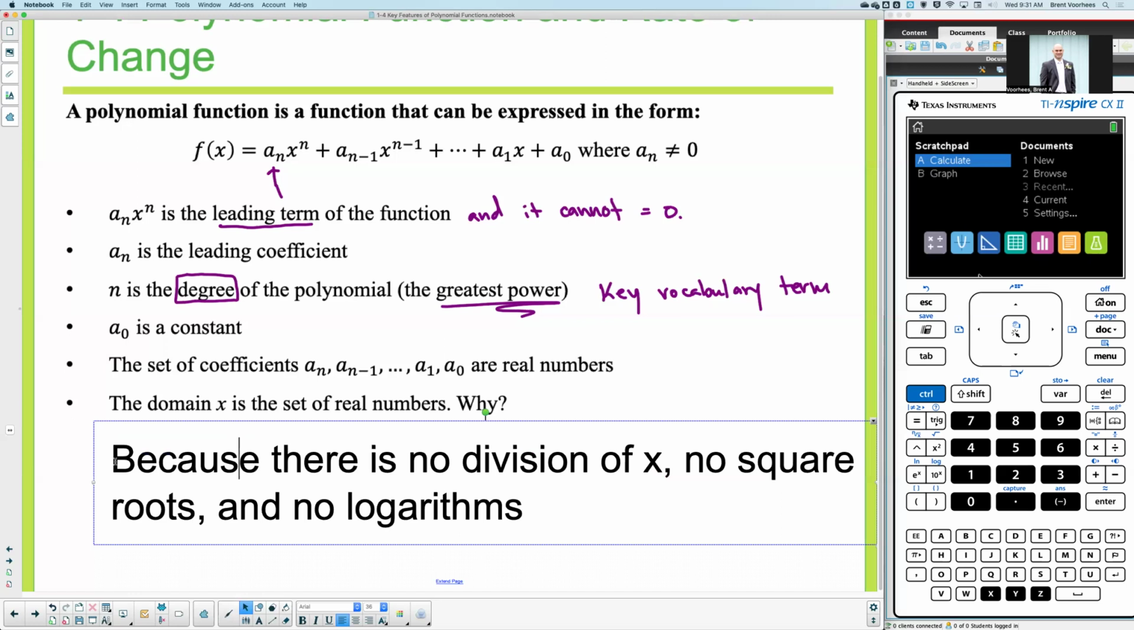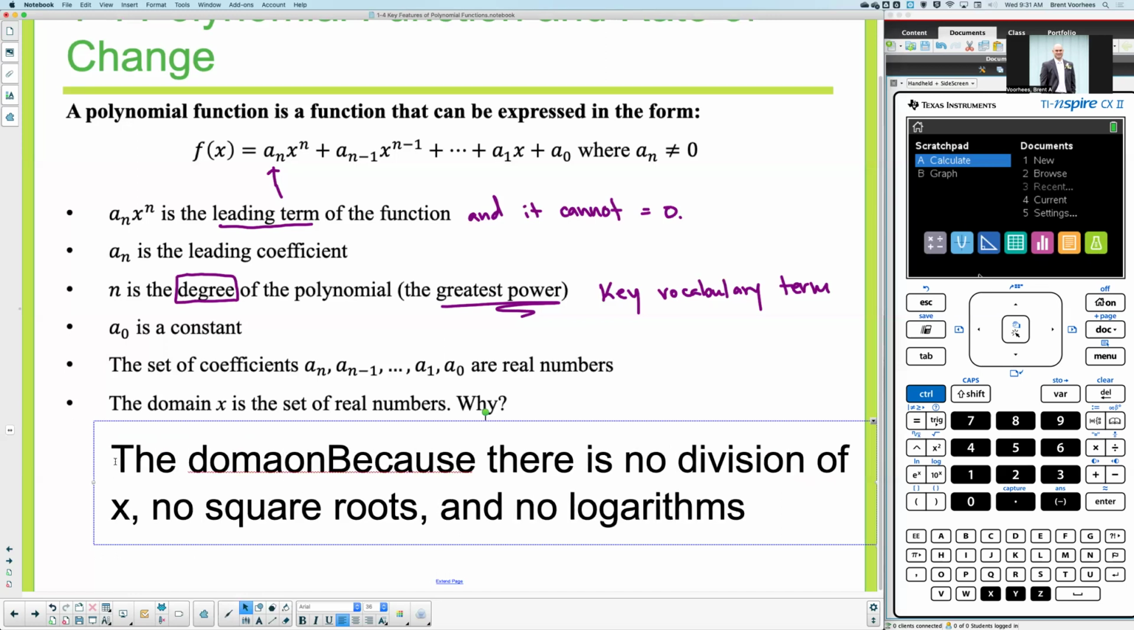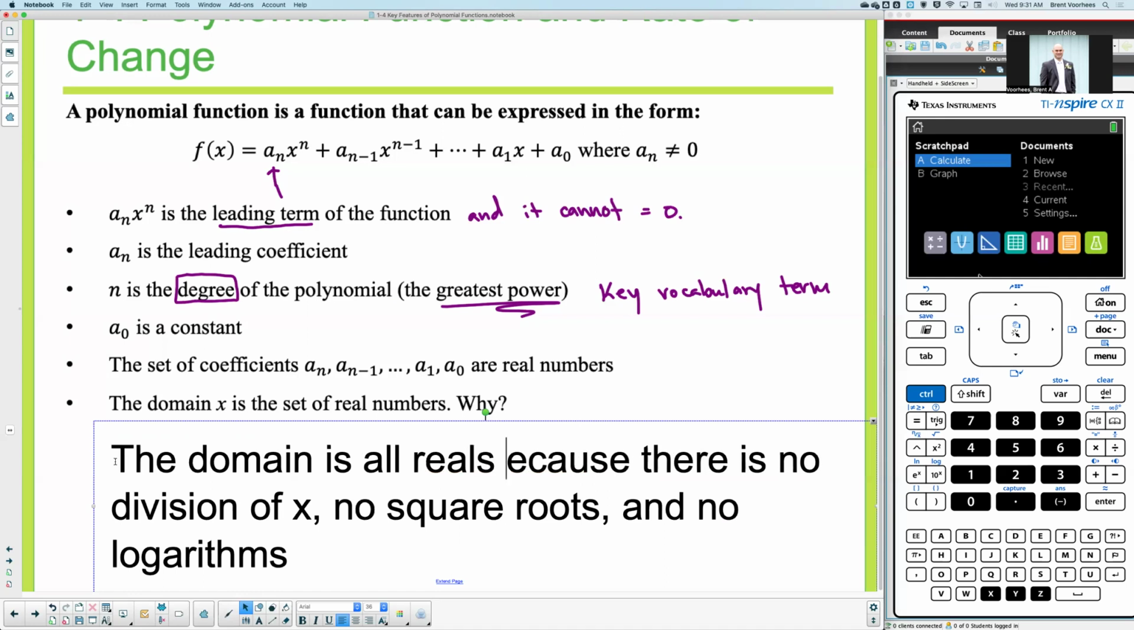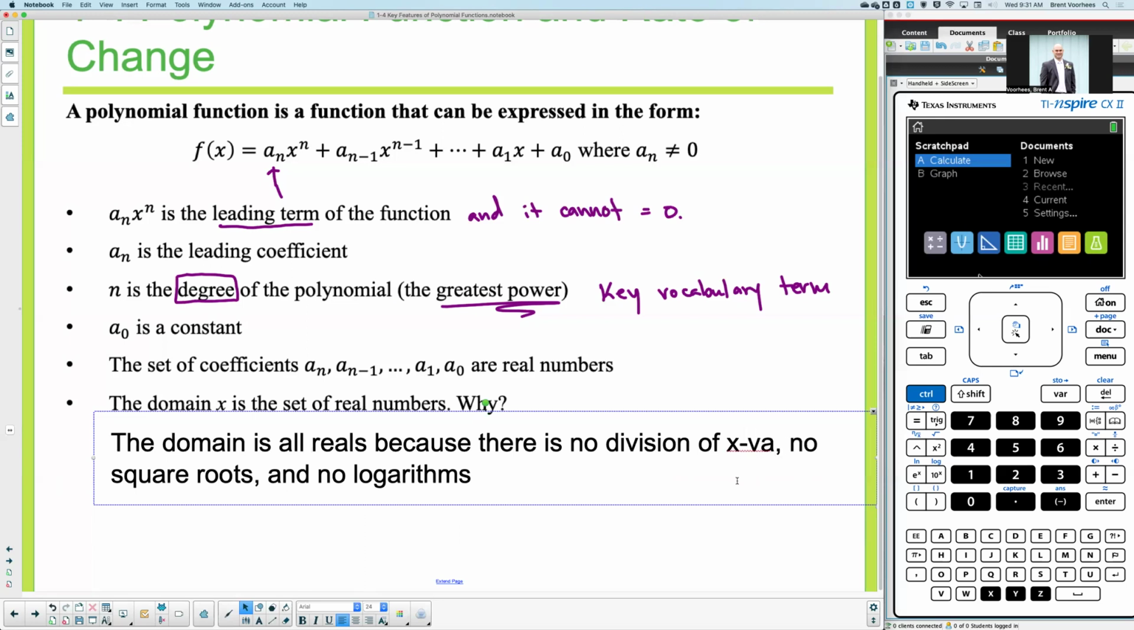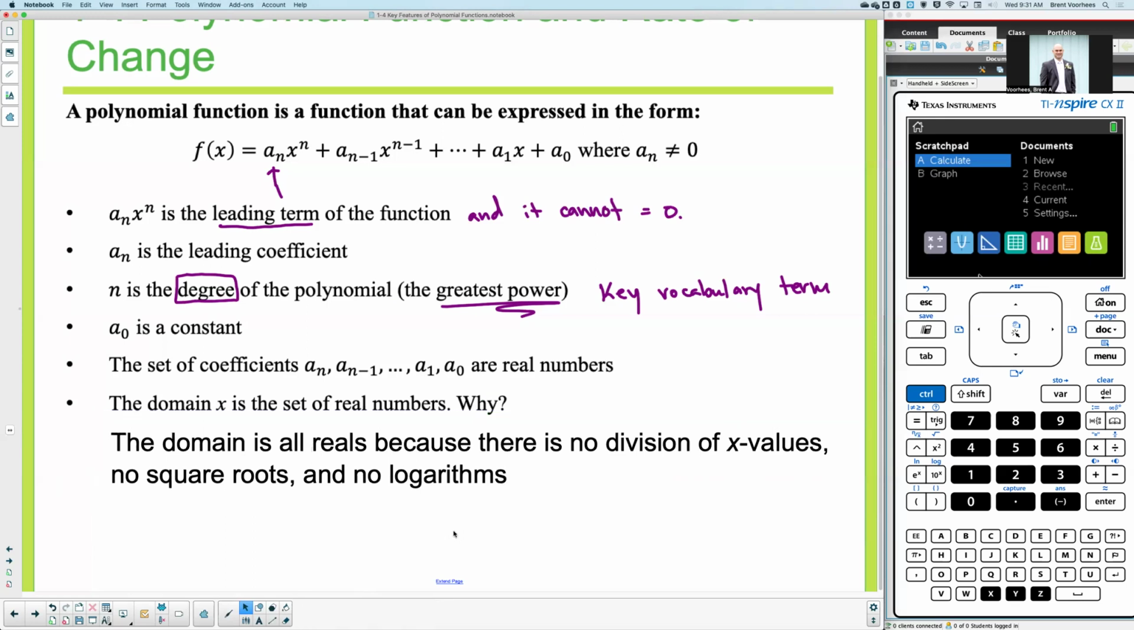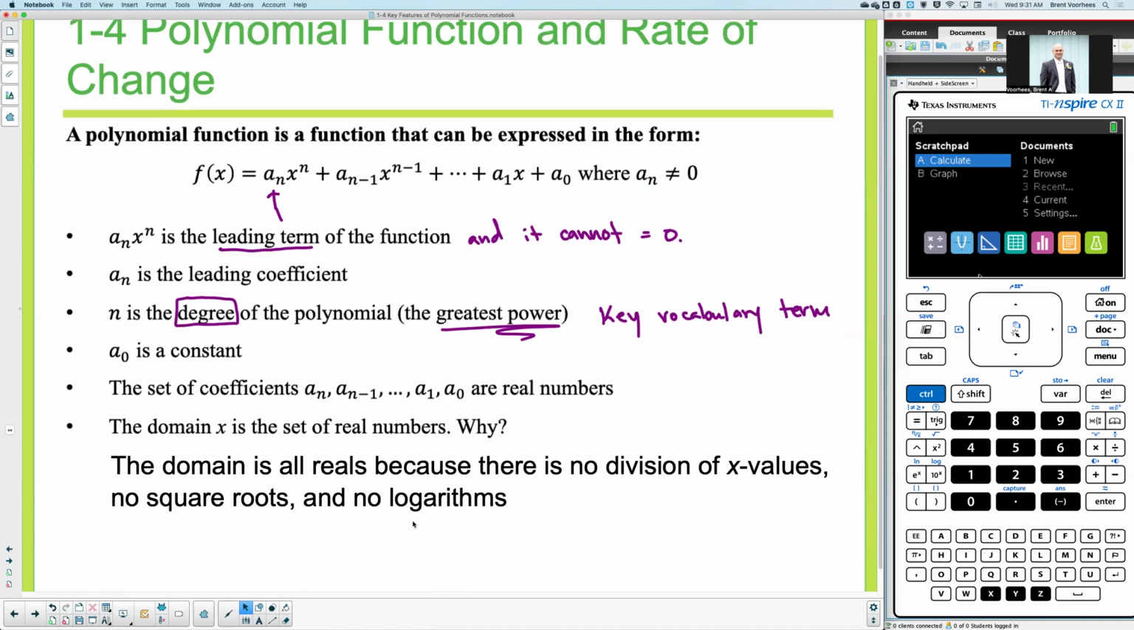How about I start with a complete sentence? The domain is all reals because. There we go. I'll make that a little bit smaller so it fits. Okay, so that's why the domain is all reals. Those are the 3 rules that you will need to have down before your first test. It's what you search for to see if something's all reals. Do I see any divisions with x? Do I see any square roots? Do I see any logarithms? Since the answer is no on all of those, it's all reals.